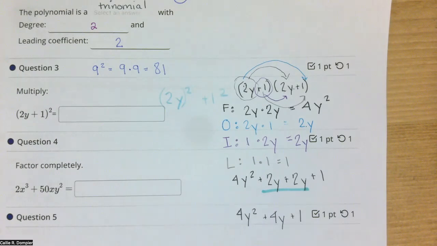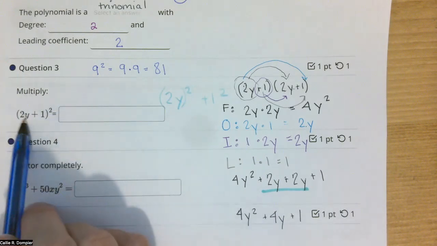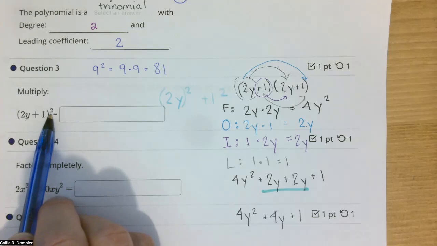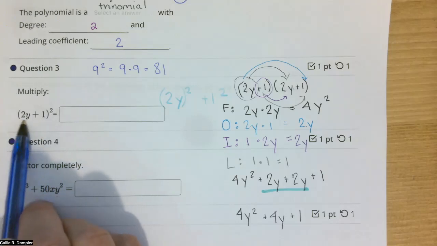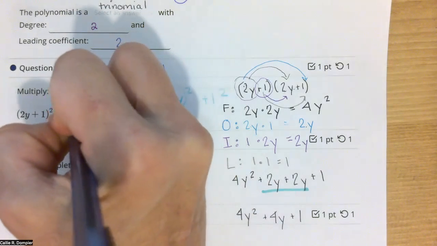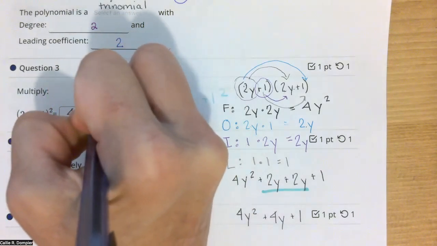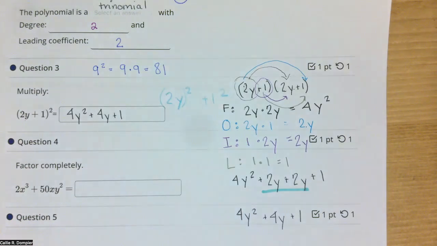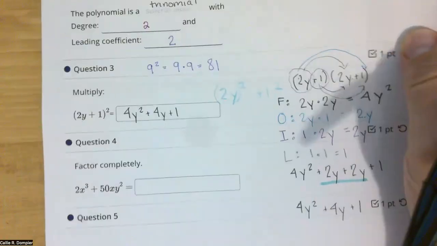Good. So our final answer for what is 2y plus 1 quantity squared is 4y squared plus 4y plus 1. You're done. All right. That was multiply.